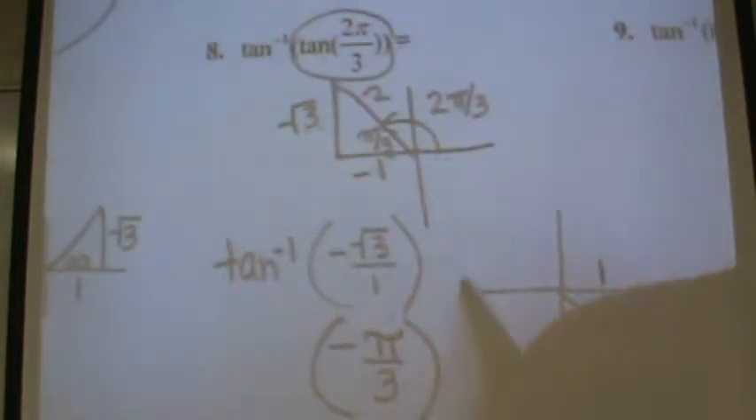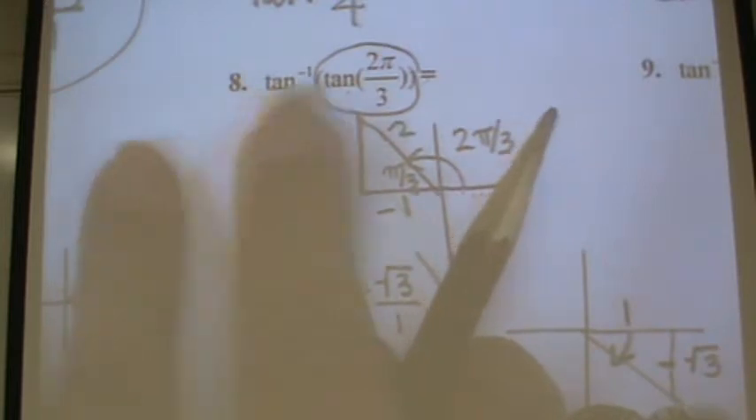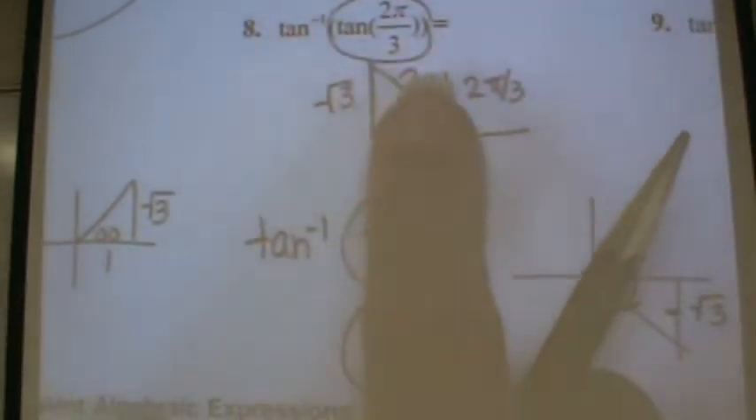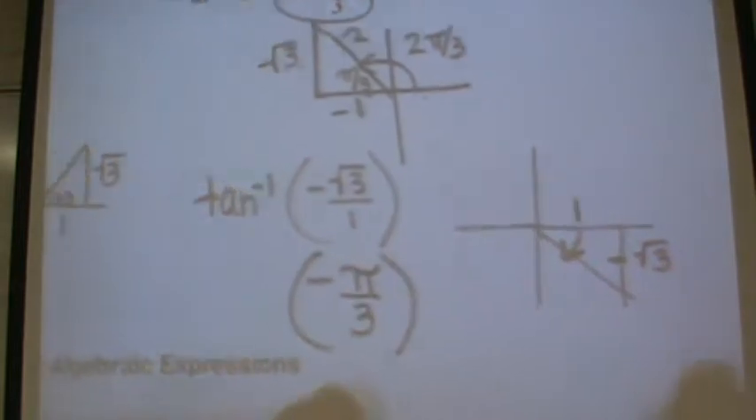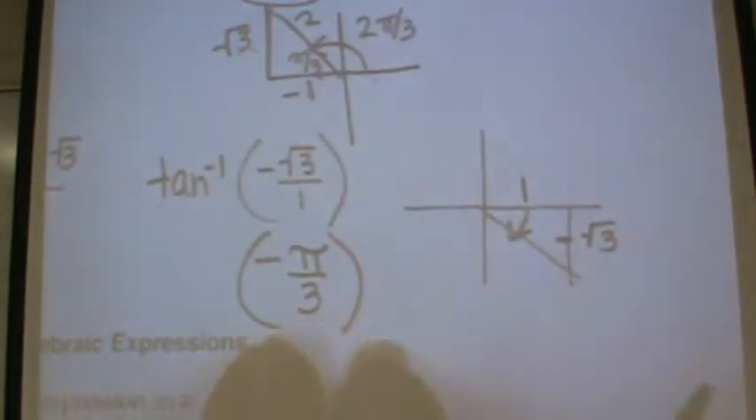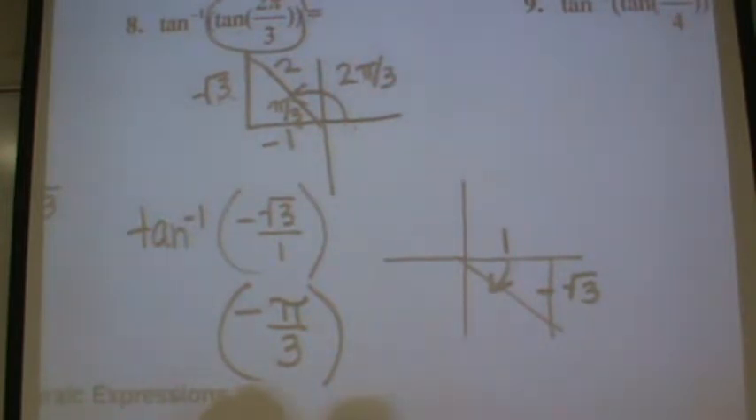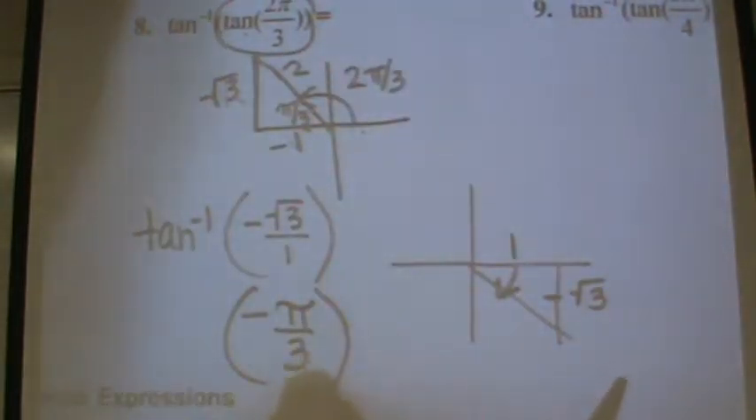Now be careful, because what were you noticing, that if these two words were the same, what was the answer? It was pi over 3. But see how I purposely did this one like that? To show you that the answer's not 2 pi over 3, it's negative pi over 3, so be careful. A lot of people want to automatically say that it's 2 pi over 3. No, you're in quadrant 4.